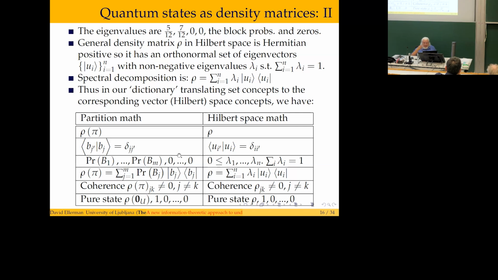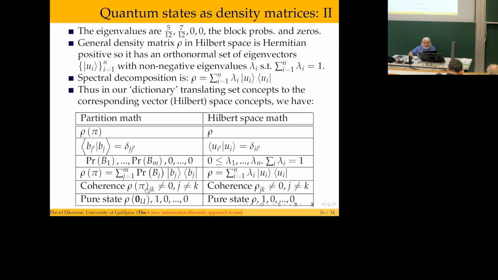So here's the table. We're constructing dictionaries here that go from the set partition math to the Hilbert space math. And so these B_j's were orthonormal, and that's the same with the eigenvectors of a general density matrix. The eigenvalues were the block probabilities, and these are the same here. And the density matrix is constructed as the probabilities times the projections, exactly the same thing in the spectral decomposition of the density matrix. It's these eigenvalues times the projections down the U's.